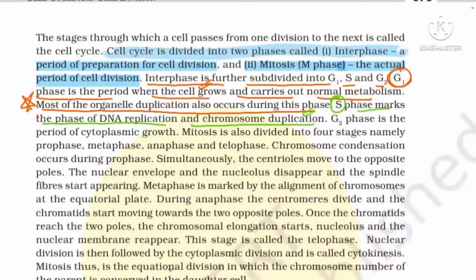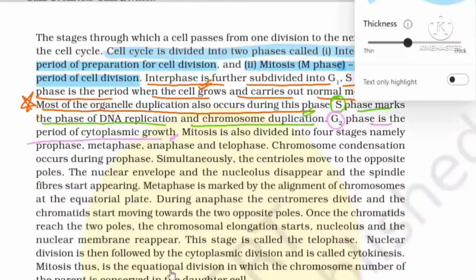Now G2 phase. G2 phase is the period of cytoplasmic growth. Cell growth is a continuous process. Is it clear? I think so. This word is very important, which I wanted to highlight to you.